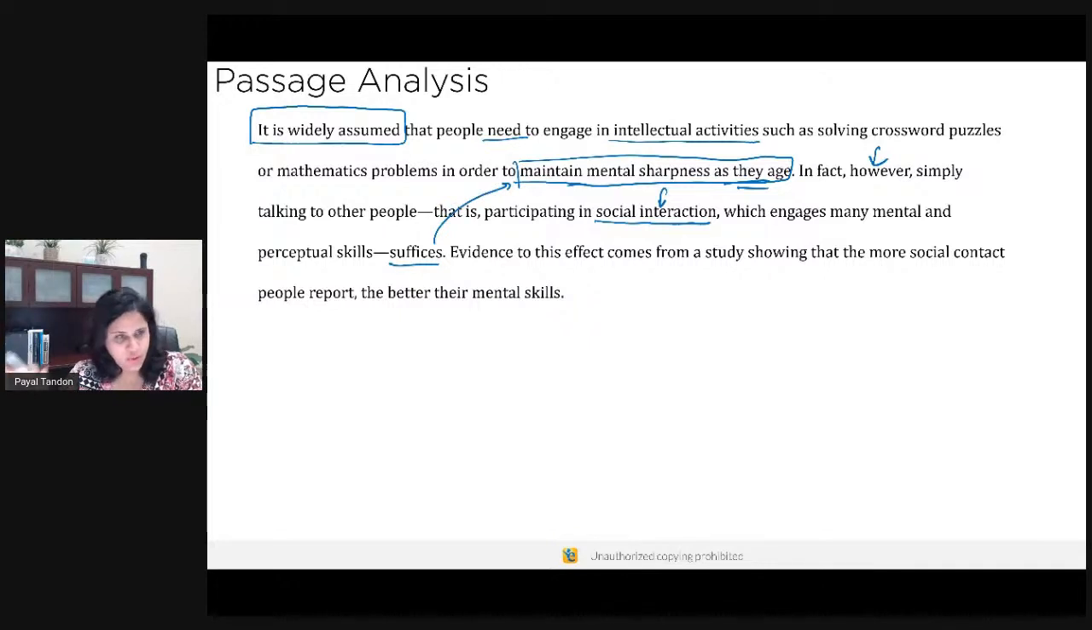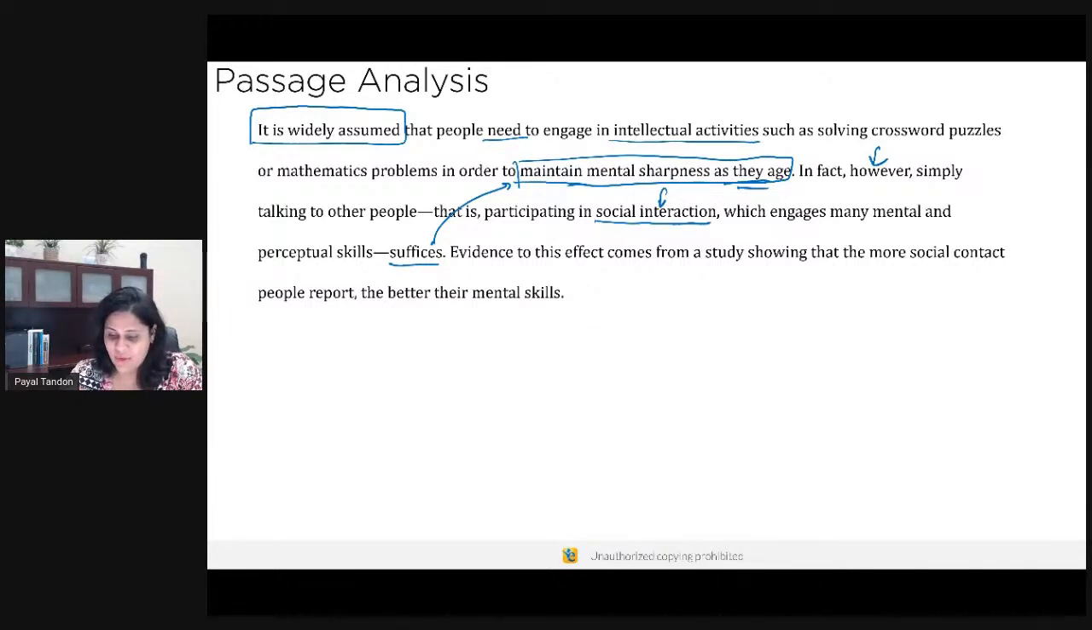Now I want you to focus on one thing. As I'm reading, I'm contextualizing the information in my own words. I'm relating the information back and forth. Over here, suffices to do what? Suffices to maintain mental sharpness as they age. So that's very important, to set up such linkages as you are reading the sentence, as you're reading the passage.